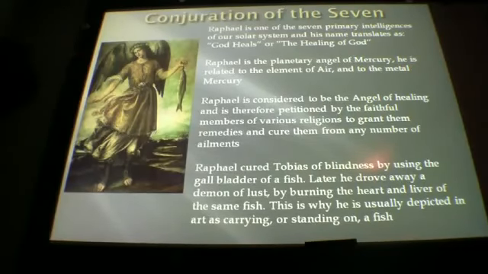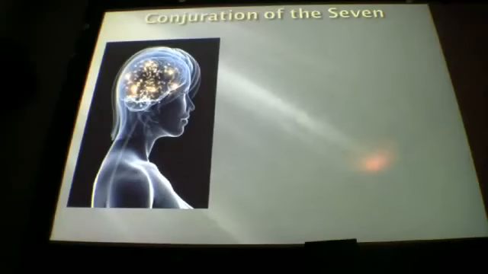Raphael cured Tobias, from an ancient text called the Book of Tobias, of blindness by using the gallbladder of a fish. Later he drove away a demon of lust by burning the heart and liver of the same fish. This is why he is usually depicted in art as carrying or standing on a fish. This is a little bit more historical. This is why with Raphael you always see an angel, sometimes standing on a fish, sometimes holding a fish. It's from these ancient traditional stories that say that using the body parts of this fish, he would heal people. Now, obviously the internal aspects of this are more important for us, but this is just where this kind of artwork comes from, the idea that they're healing people using a fish.